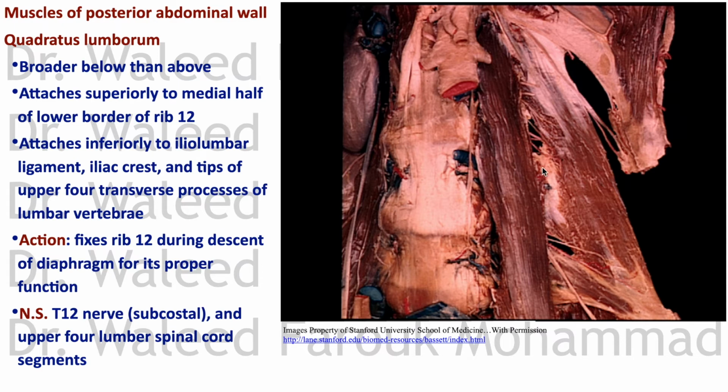Now the nerve supply of the Quadratus Lumborum muscle is T12 nerve, which is the subcostal nerve, and the upper four lumbar nerves branches from the lumbar spinal cord segments. So it's rich in nerve supply. Actually, it's an important muscle for the action of the diaphragm. Indirectly assists the diaphragm in its action.